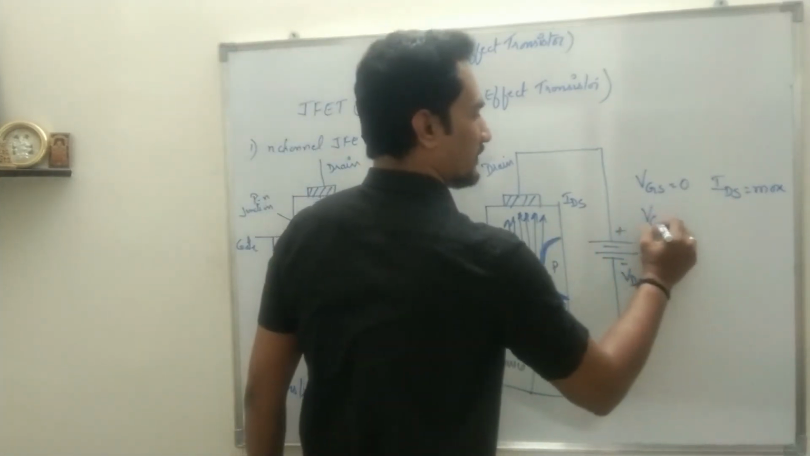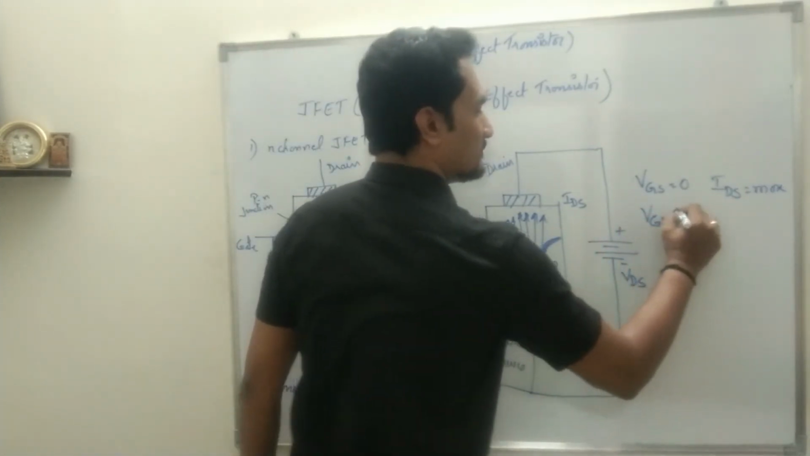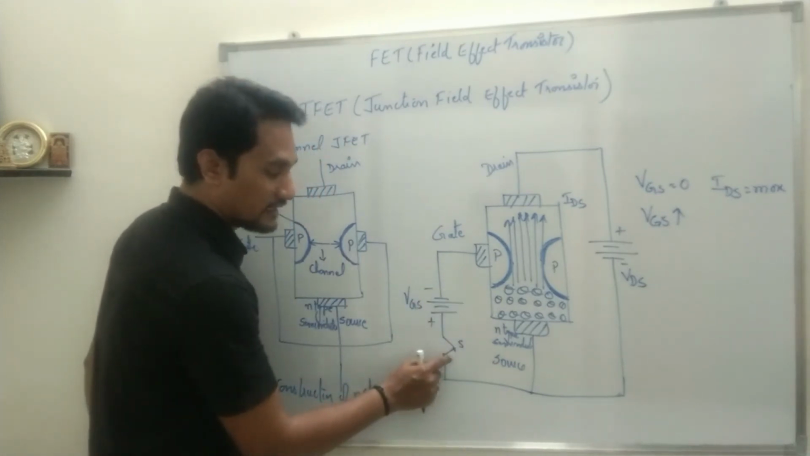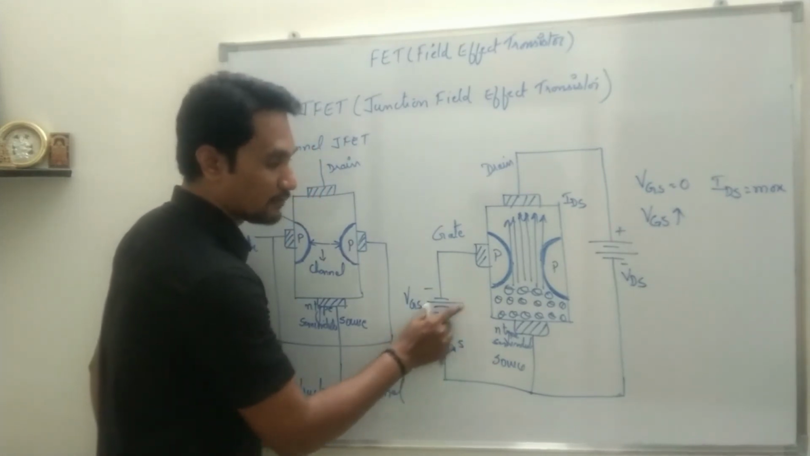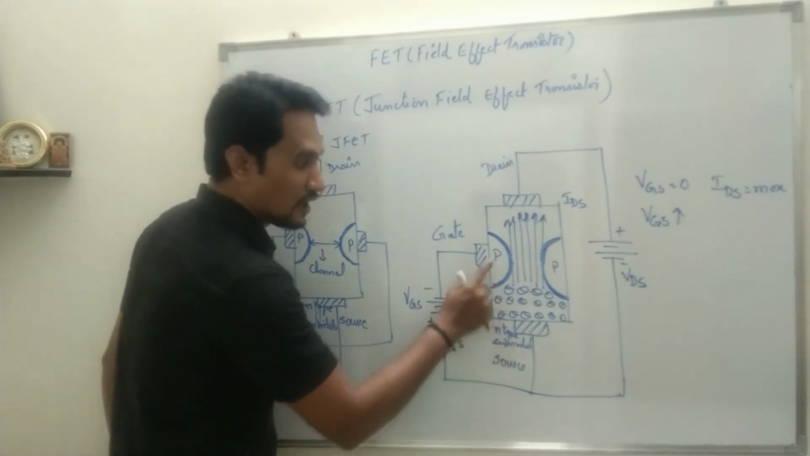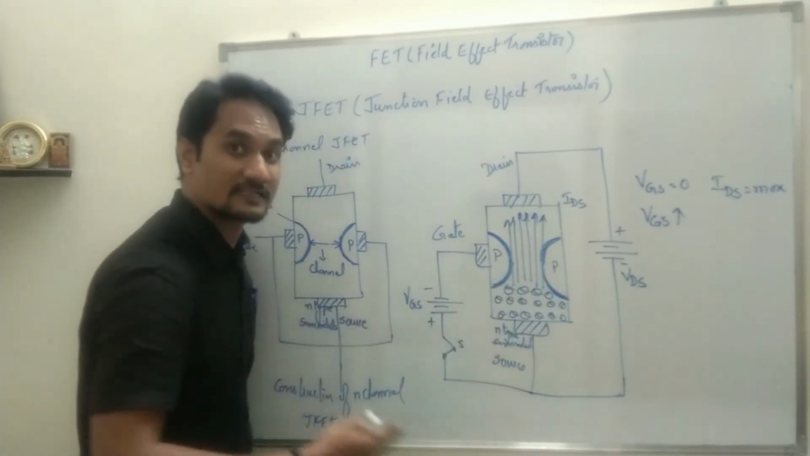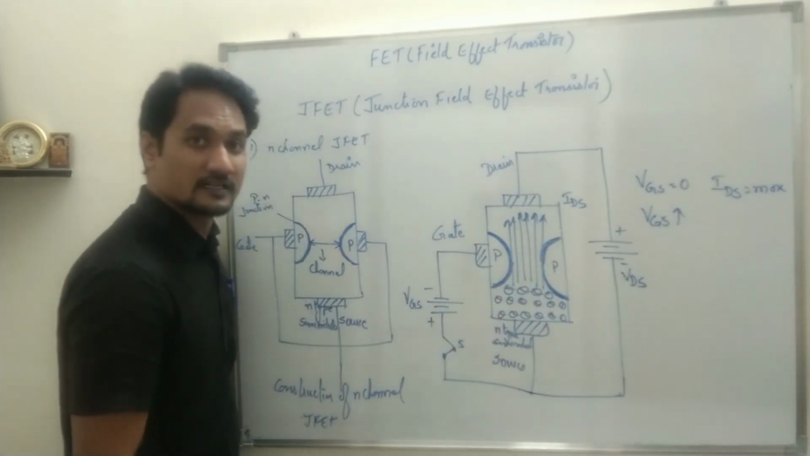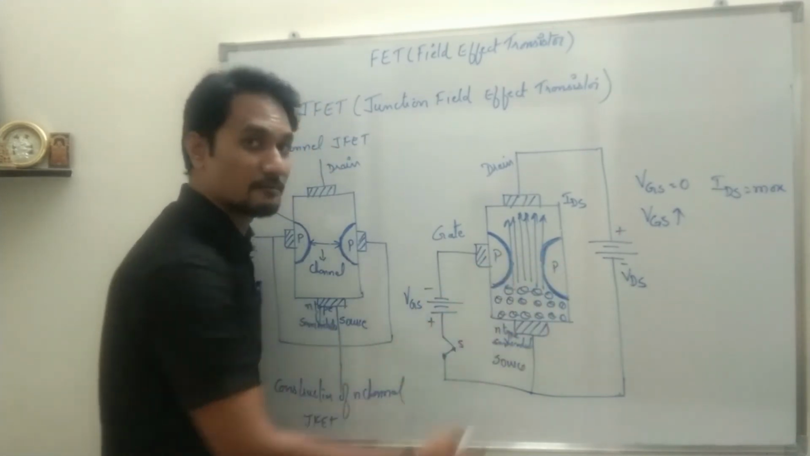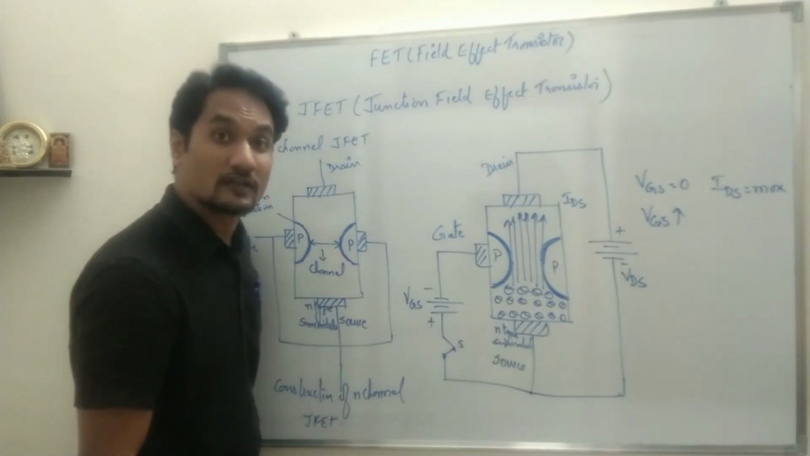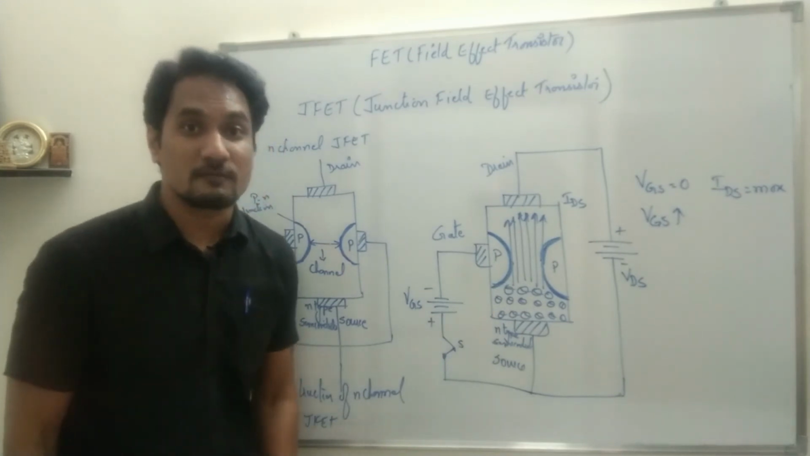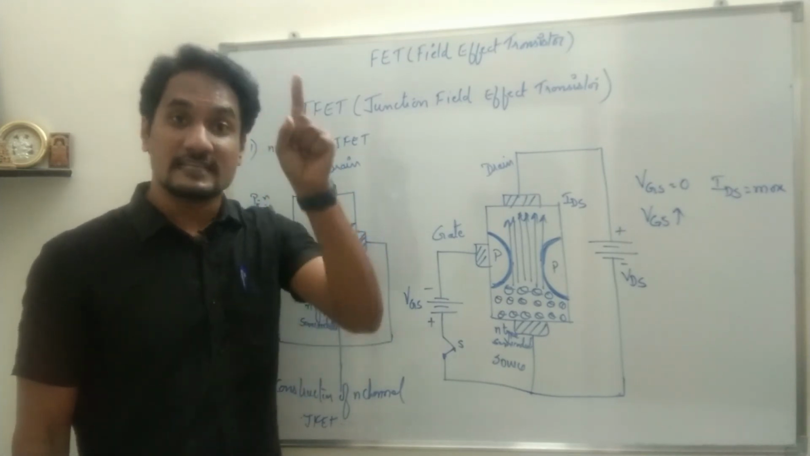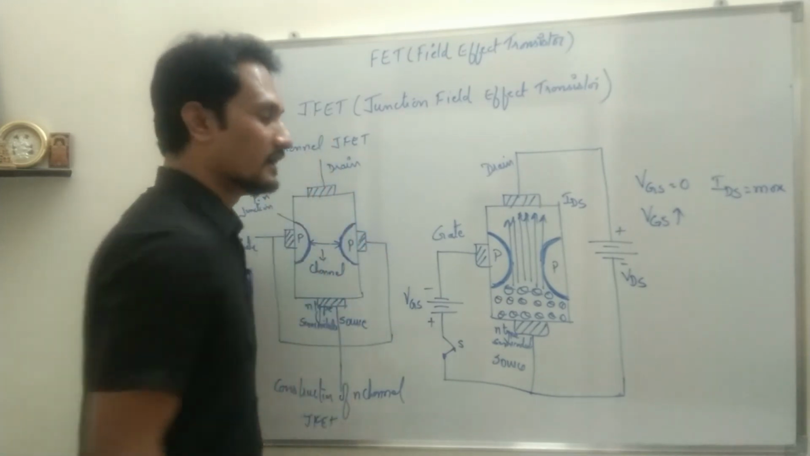Now suppose I increase VGS, that means I close the switch. As soon as I switch it on, this polarity is applied between gate and source. Both the PN junctions formed on either side of the JFET start becoming more and more reverse biased. And what happens in reverse bias condition? The junction resistance increases, which means the depletion layer width increases.